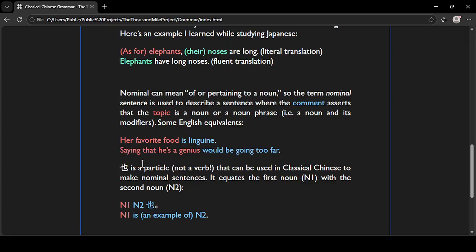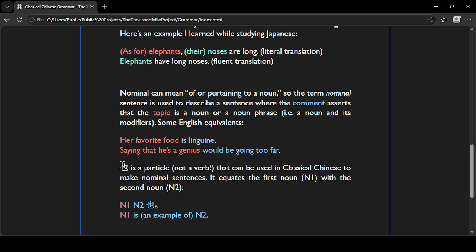So this is a particle. If you don't know what a particle is, it's basically a character that serves a grammatical function when it's placed in the middle or at the end of a sentence. Classical Chinese and also a lot of other East Asian languages use particles. It's not a verb.